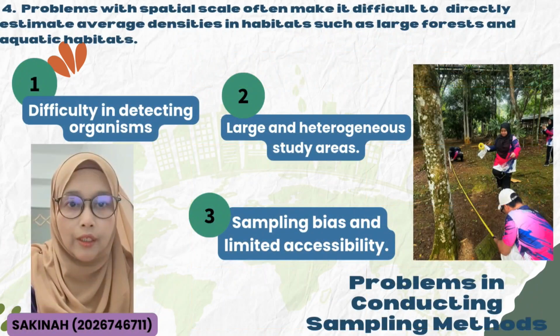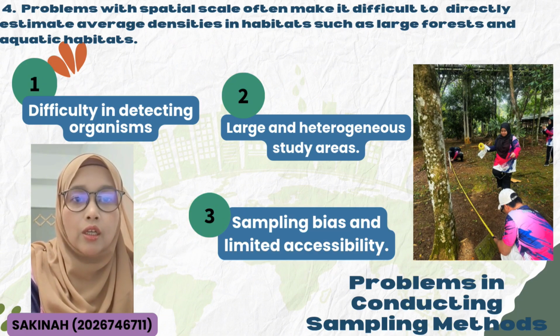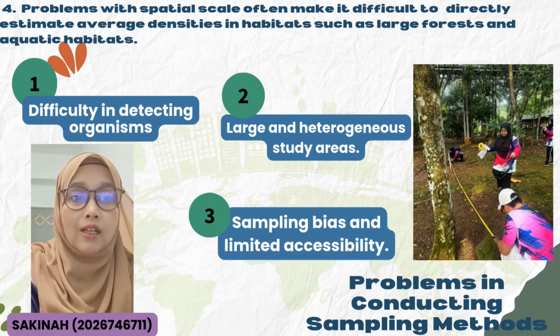Thank you. Okay, today I present question number 4, which is about the challenges ecologists face when estimating the distribution and abundance of organisms. Our practical was conducted at Taman Botani Putrajaya using the quadrat sampling method. Even though Taman Botani Putrajaya is not a forest, it is a large study area with different habitat conditions. Because of this, ecologists may face several challenges during sampling. There are 3 main issues.